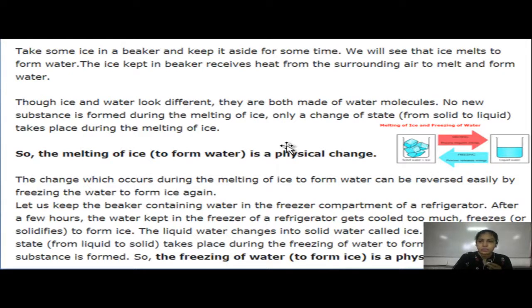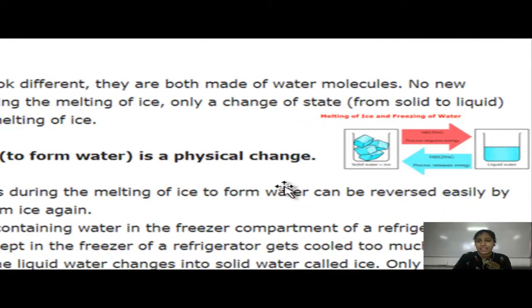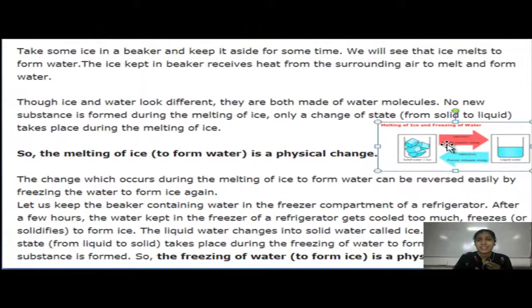And after you put it in the freezer, again the water will convert into the ice. The change which occurs during the melting of ice to form the water can be reversed easily by freezing the water again to form the ice again.